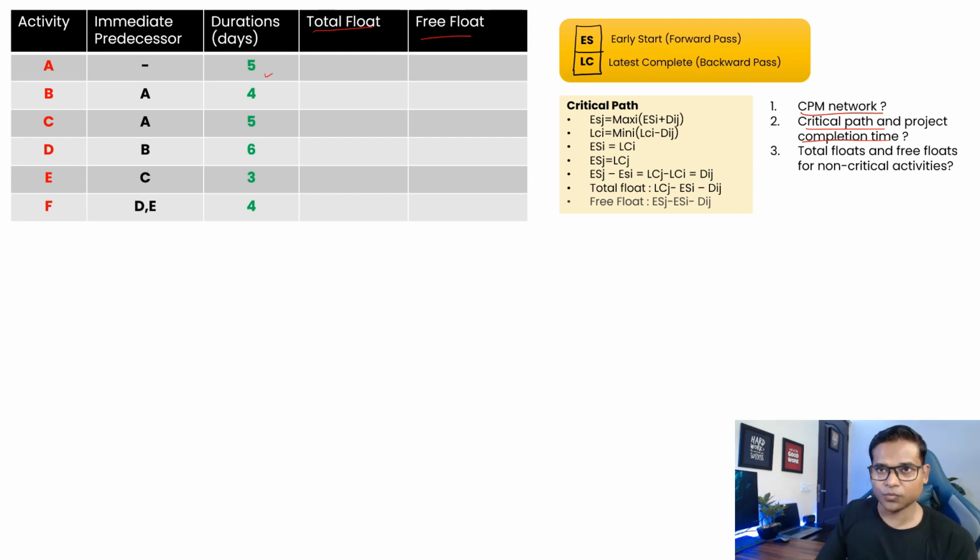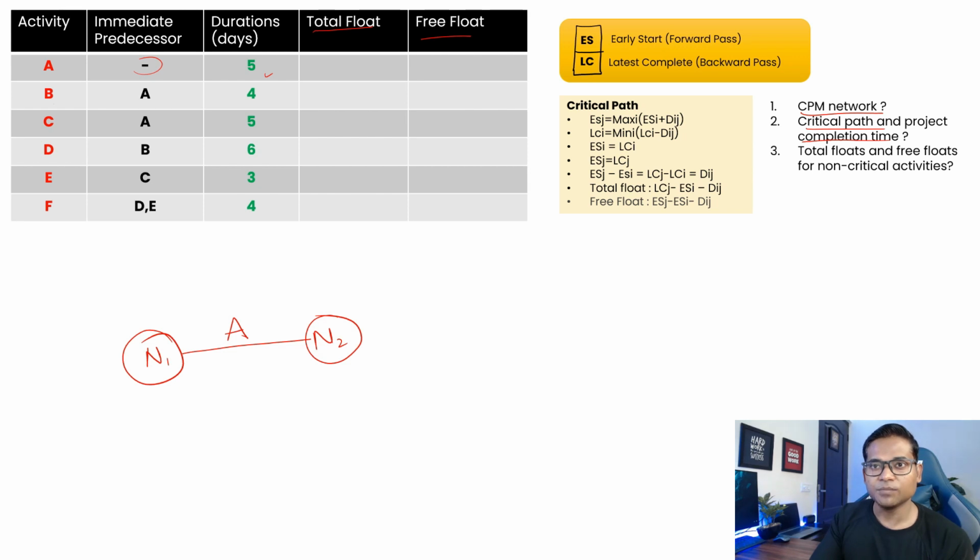So starting with node 1, right? Let's say this is our node 1. From node 1, the activity A doesn't require any predecessor, so activity A can immediately start. So let's say this is your node 2 and this is your activity A. Now after that, activities B and C start after activity A. It means activity A has to end at a node where B and C are starting, or where B and C are branching out.